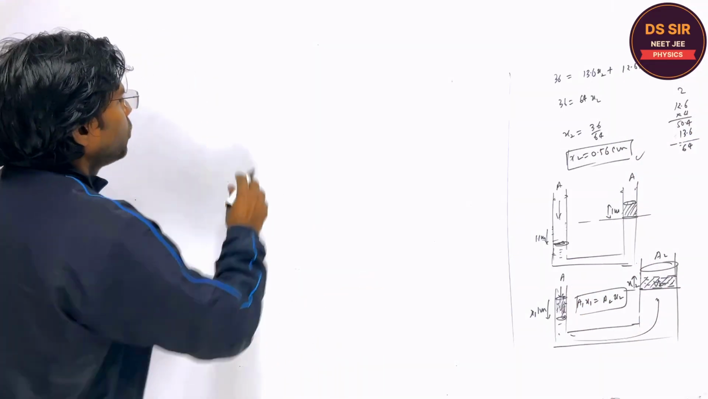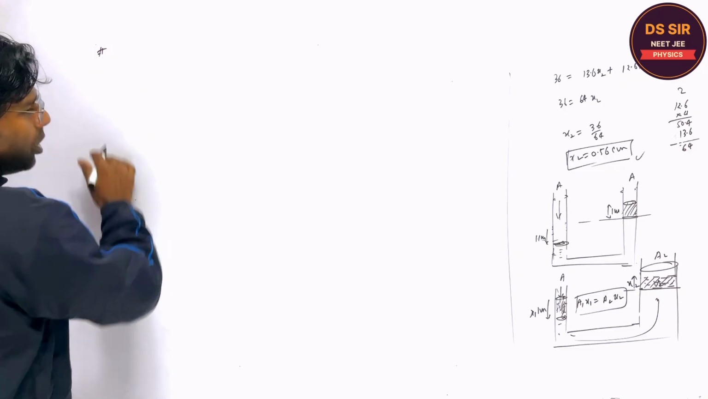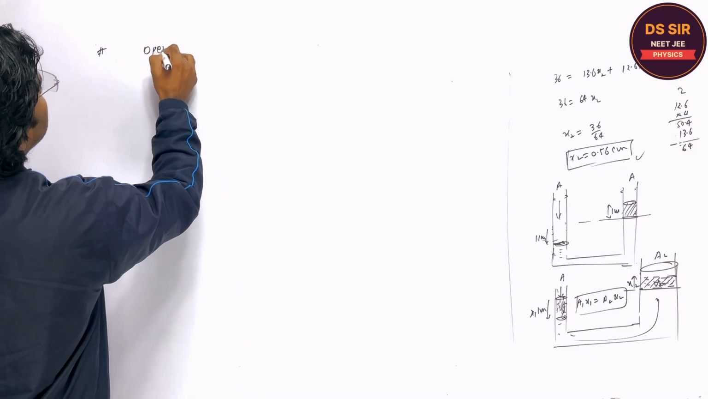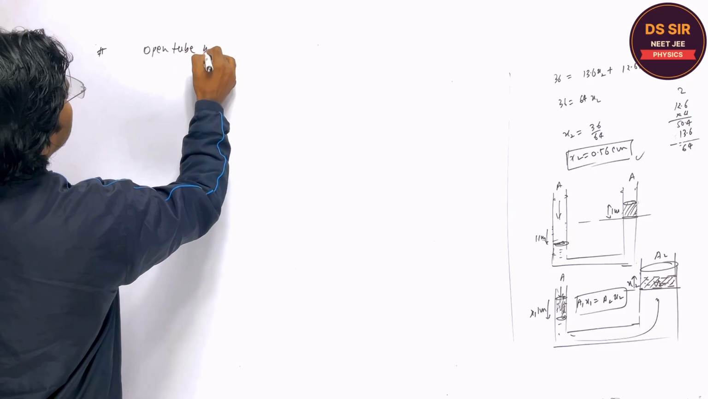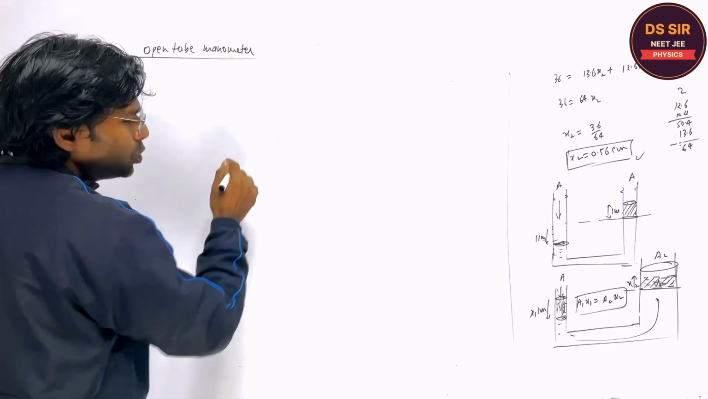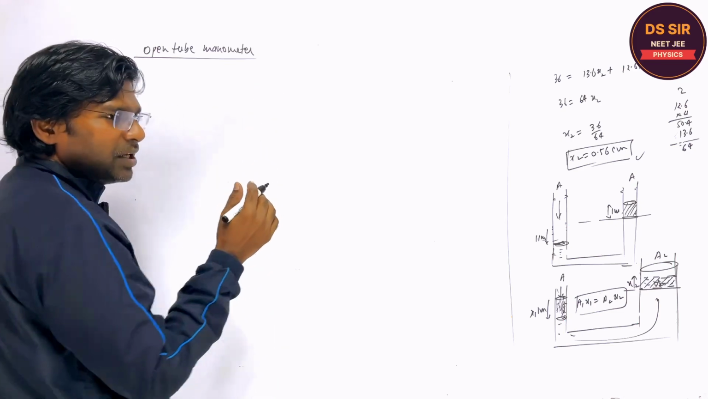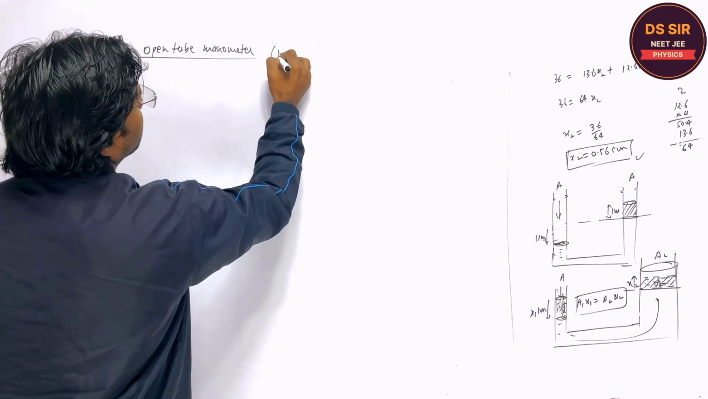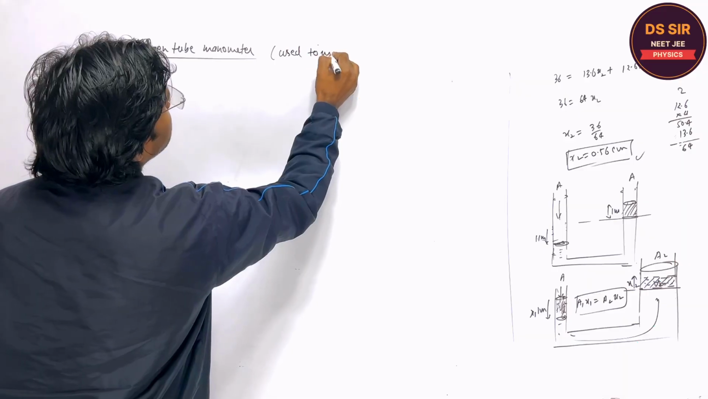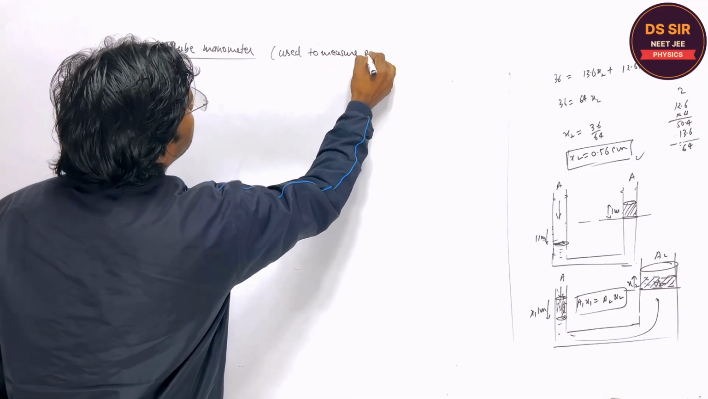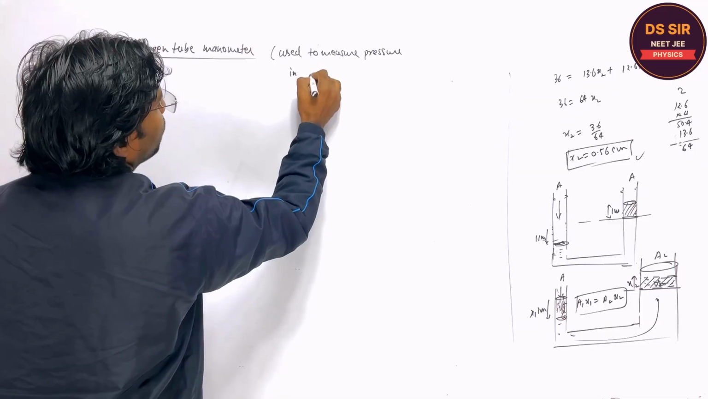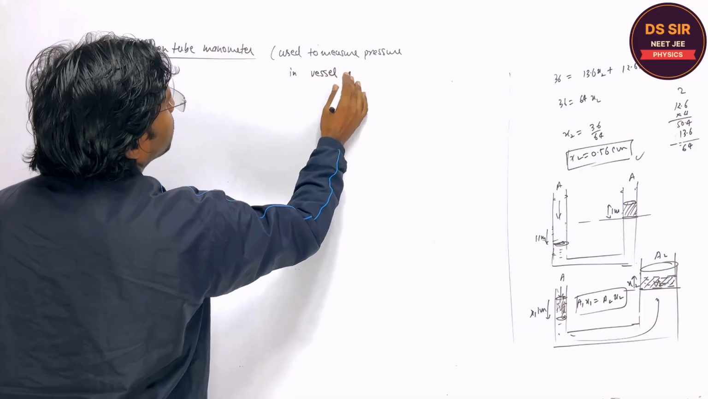So now we are going to discuss the next case, the open tube manometer, right? Open tube manometer. This is the device used for measuring the pressure in the gas vessel, right? Used to measure pressure in gas vessels, right, or gas chambers, right?